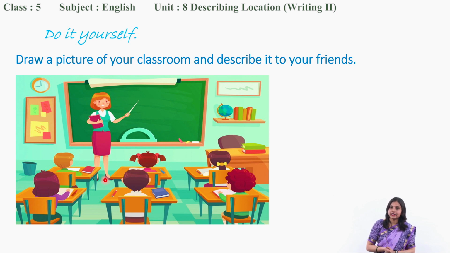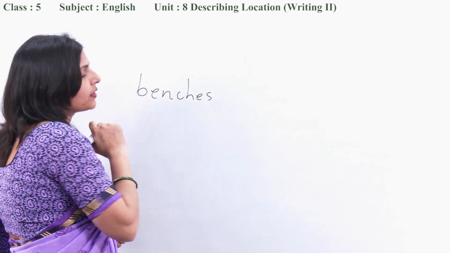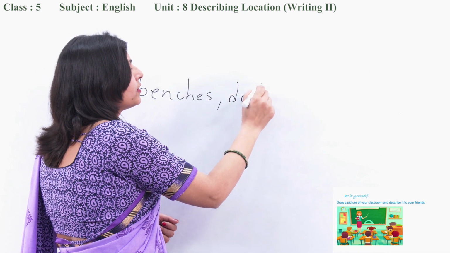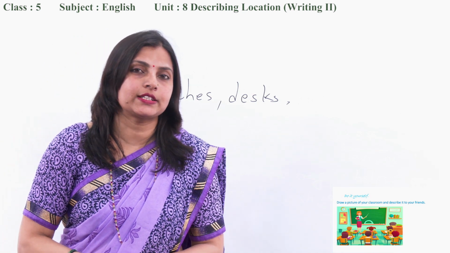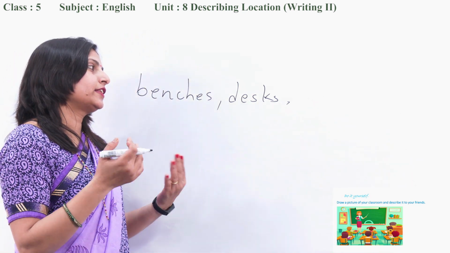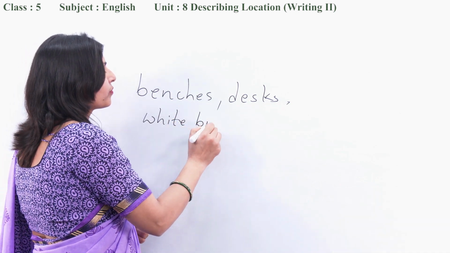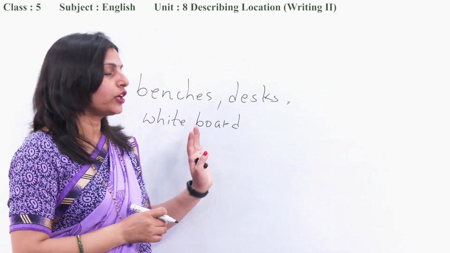Tell me what things are there in the classroom? Like, yes, very good. First of all, bench. Yes, benches are there on which you sit. Then after, desks are there where you keep your books and your bags, right? And then after, what other things are there in your classroom? Okay, so there is a whiteboard also. Previously there used to be a blackboard, now we have a whiteboard.